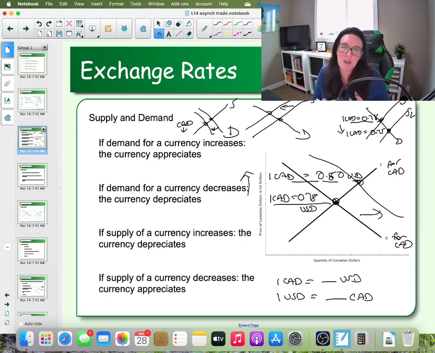So an increase in demand made the Canadian dollar appreciate. A decrease in demand made it depreciate. An increase in supply made it depreciate. And a decrease in supply made it appreciate. So we need to recognize that we're making the value go up or down on the vertical axes here.